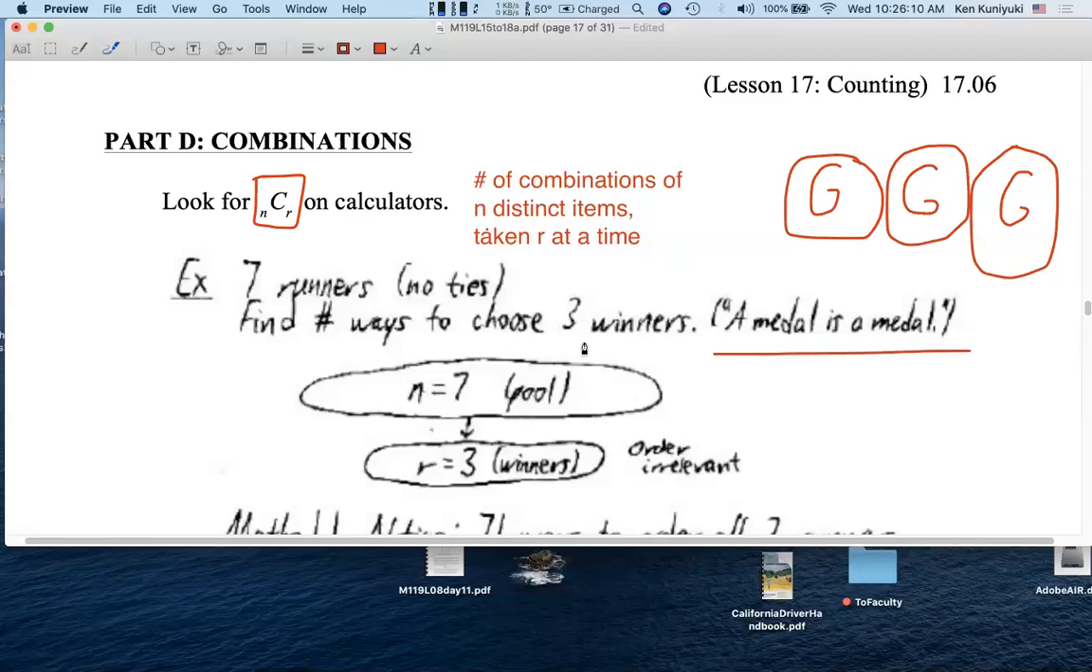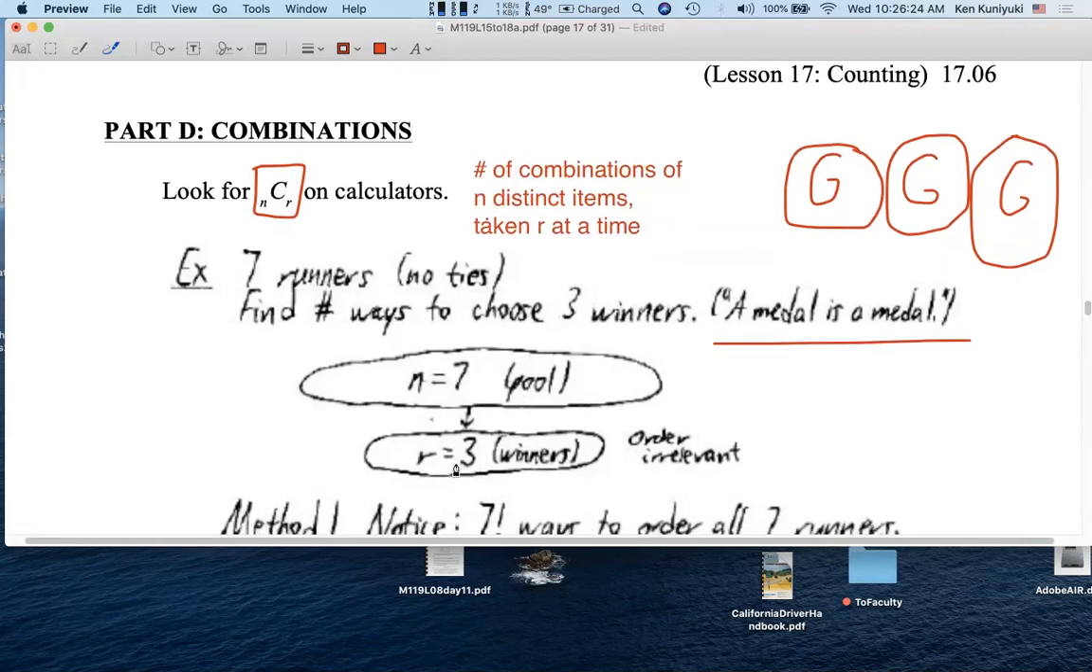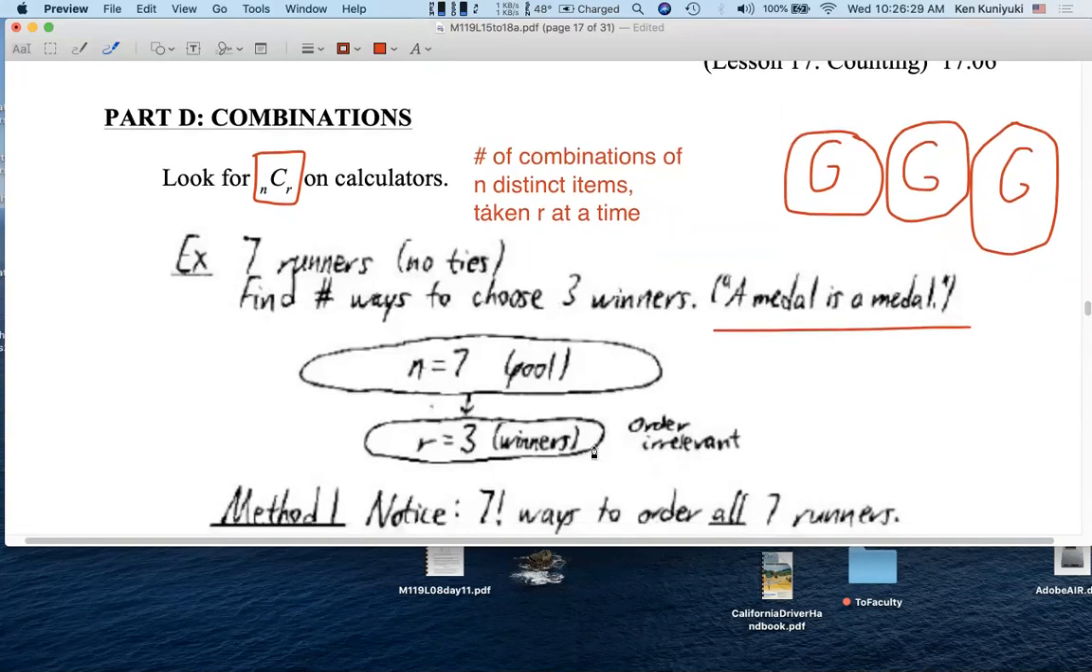Find the number of ways to choose 3 winners among the 7 runners. The number of ways for fate to assign the 3 gold medals to the 7 runners. So we have a pool of n equals 7 distinct runners, no clones. And from here, we're going to draw r equals 3 winners, the gold medalists. But this time, unlike before with NPR, this time with NCR combinations, the order among the winners will be irrelevant. They don't care which gold medal they get.